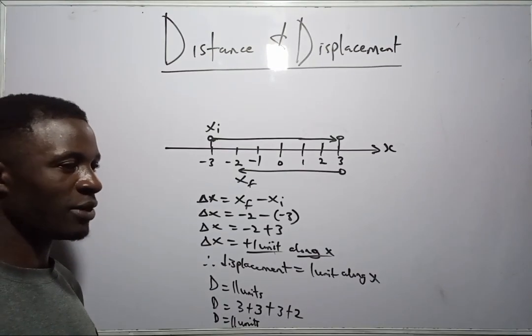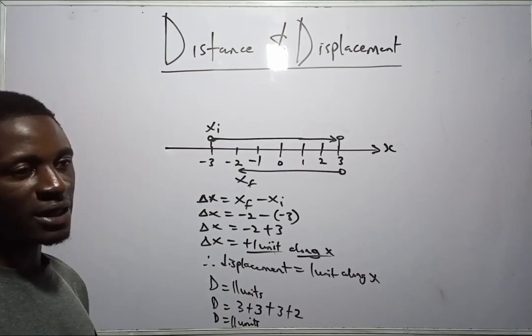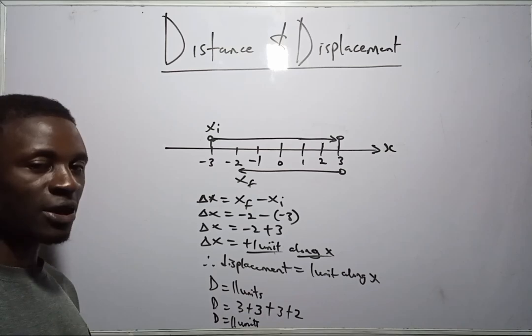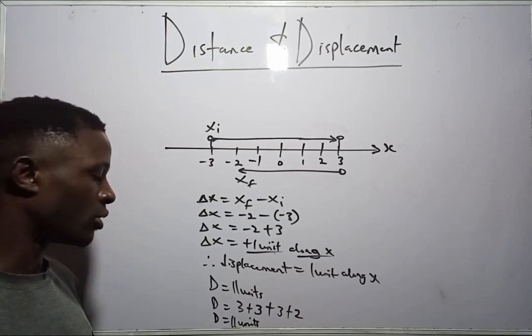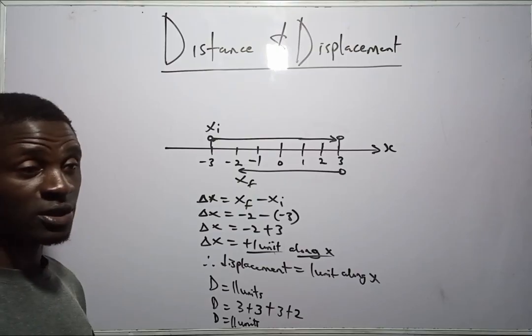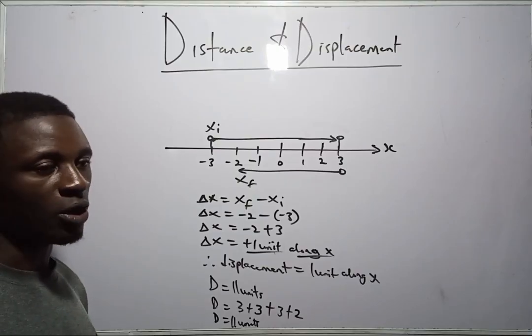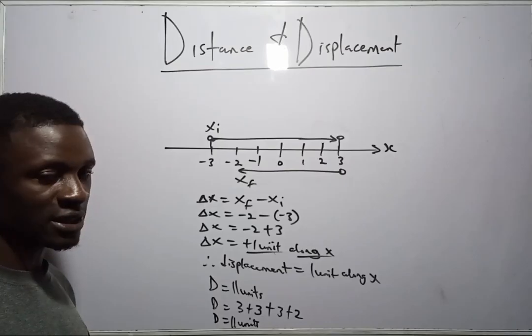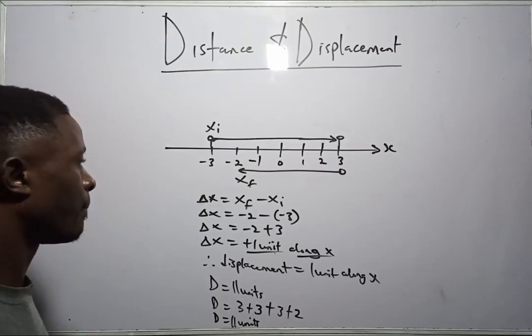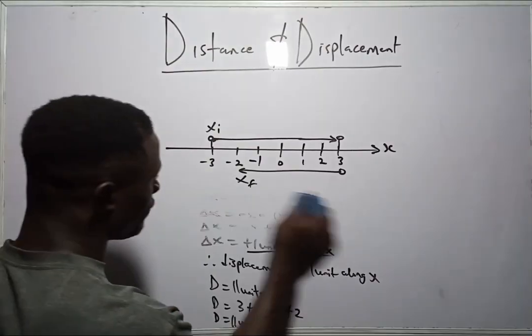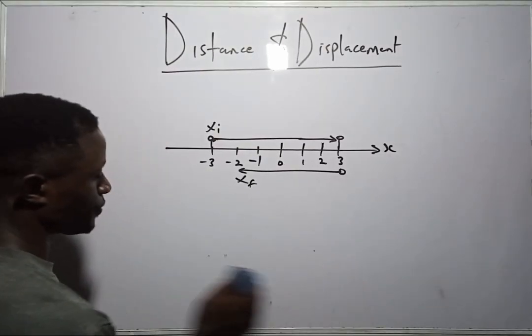An object that starts from rest and moves along any direction, displacement tells us how many kilometers it has moved in a particular direction, while distance just tells us how many points or kilometers or miles or meters it has traveled or covered while moving from rest to a particular point. Let me give you another instance.